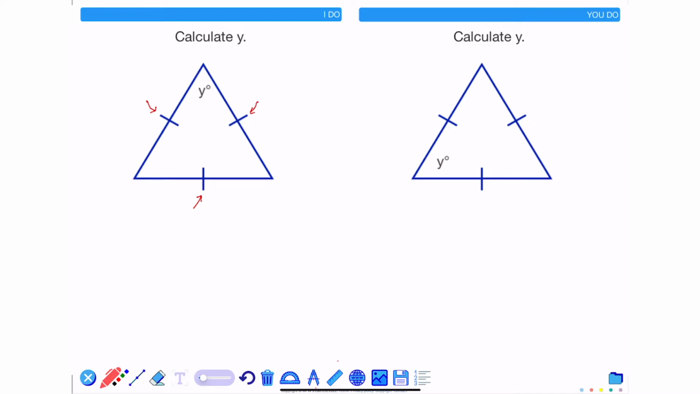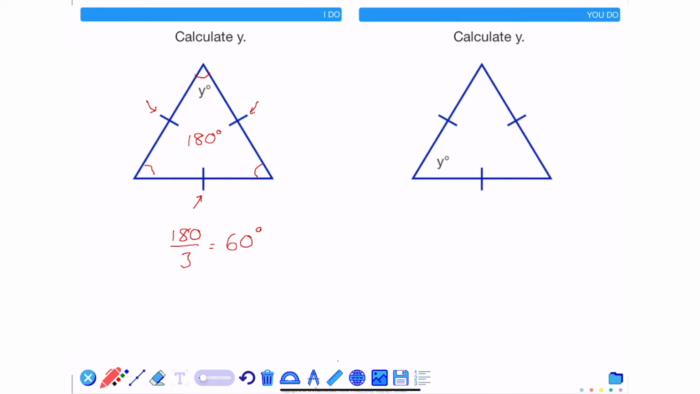We also learned that this angle, and this angle are all equal too. If angles inside of a triangle add up to 180 degrees, and I have three angles that are all equal, 180 divided by 3 gives me 60 degrees. This is my value of y.